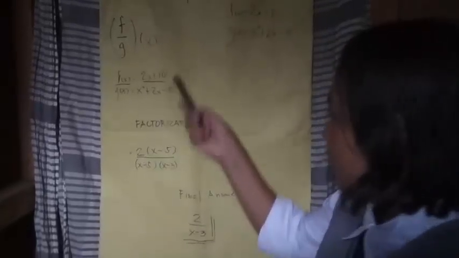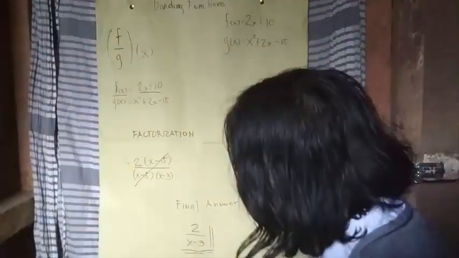5 times 2 equals 10. 5 times 3 equals 15. Since these two are alike, we must cancel them out, which gives us the result of only 2 and x minus 3. Now your final answer is 2 over x minus 3.